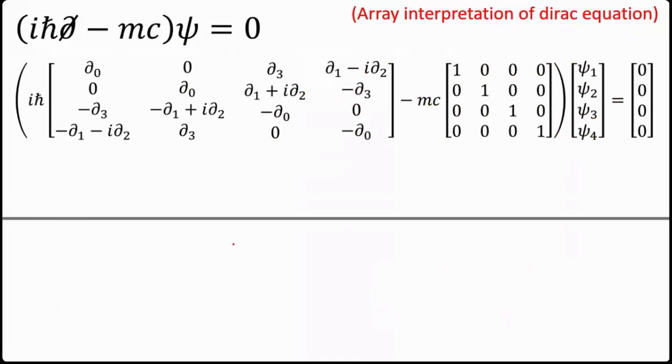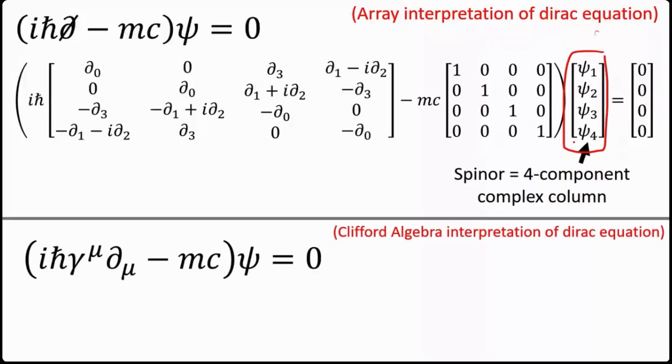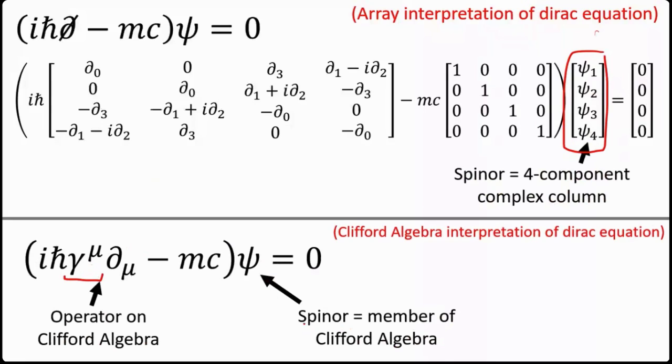So basically there's the array interpretation of the Dirac equation, where our spinor here is going to be a complex column. But what I'm trying to show is that you don't need to interpret these as matrices. You can start thinking of this as just vectors in a Clifford algebra. And then the spinor is also going to be a member of the Clifford algebra, which is going to be the topic of the next section.